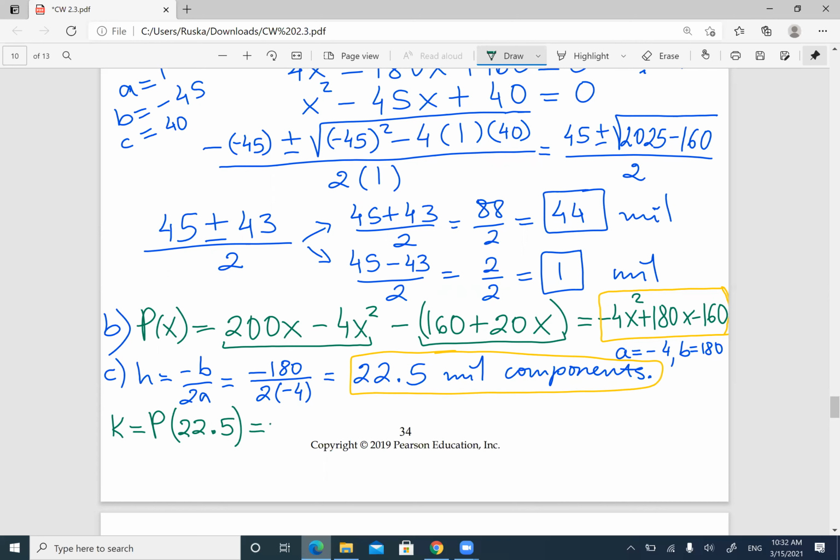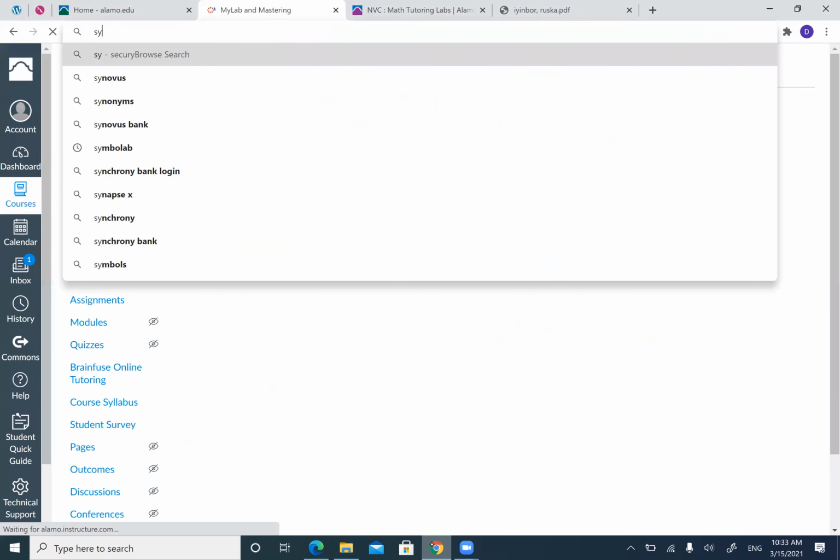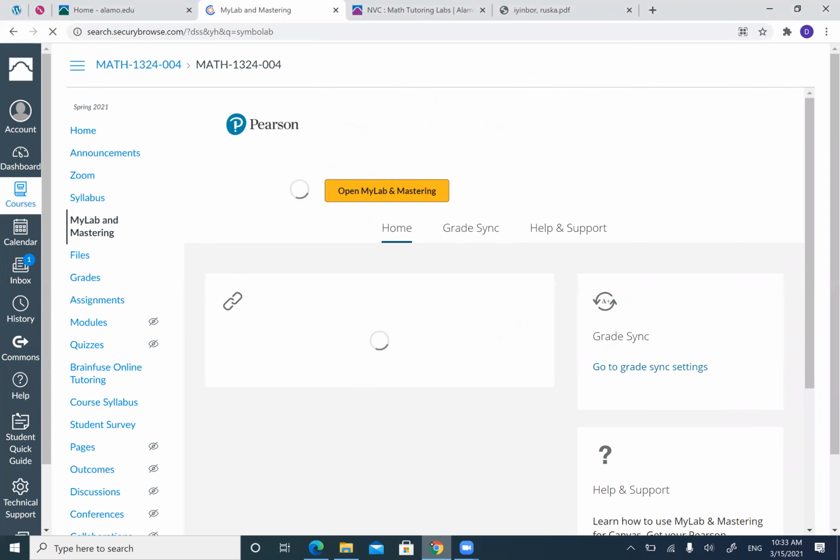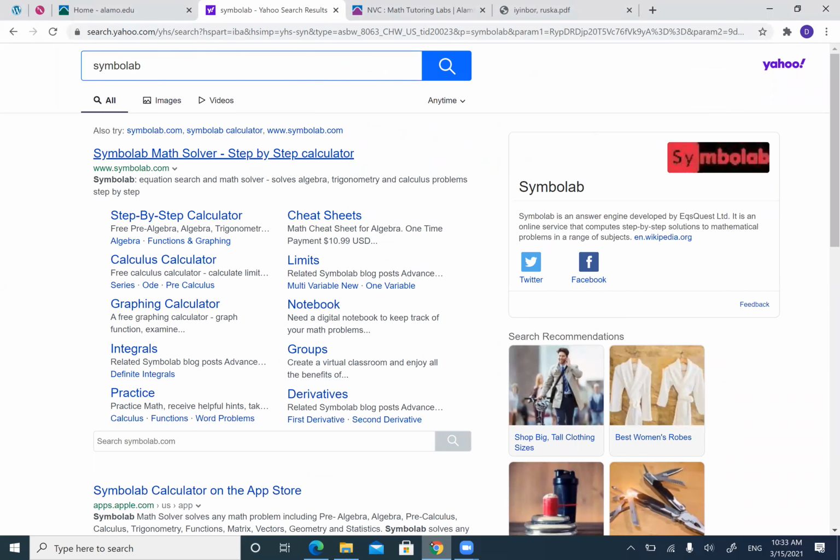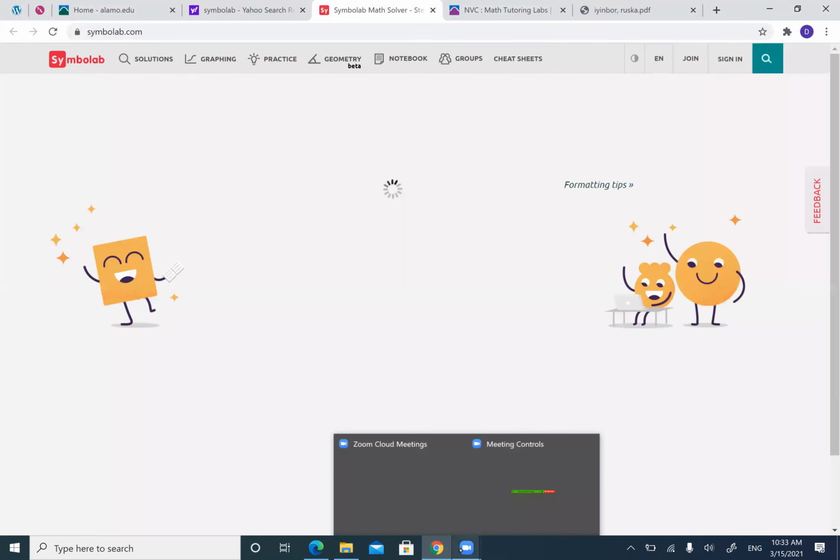So it's going to be negative 4 times 22.5 squared plus 180 times 22.5 minus 160. When you do that, we're going to find what is the maximum profit. And here I can use a calculator. Let's use the calculator. It's going to be easier that way. So we're going to plug it in.